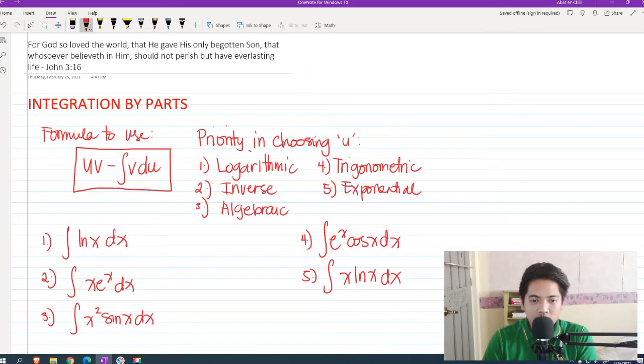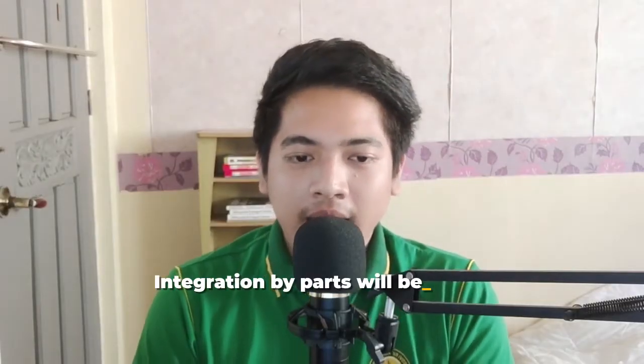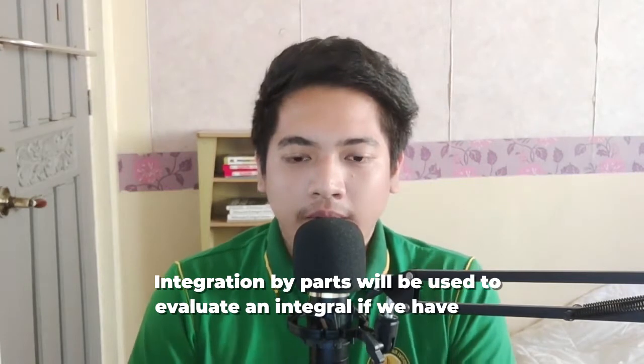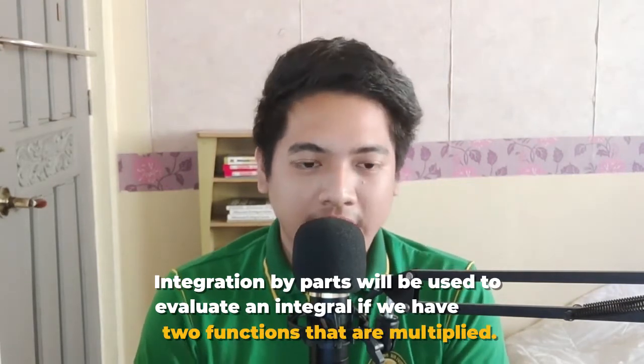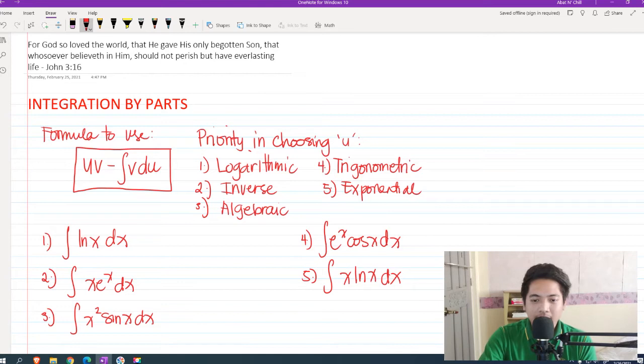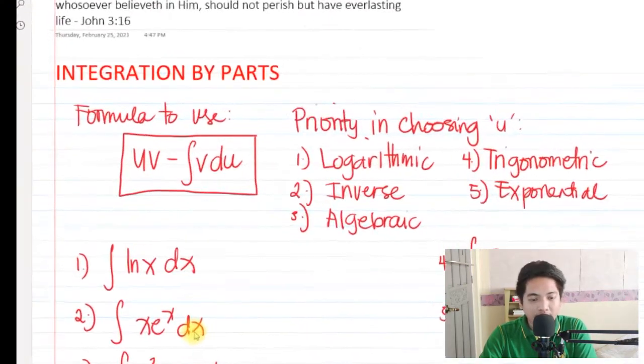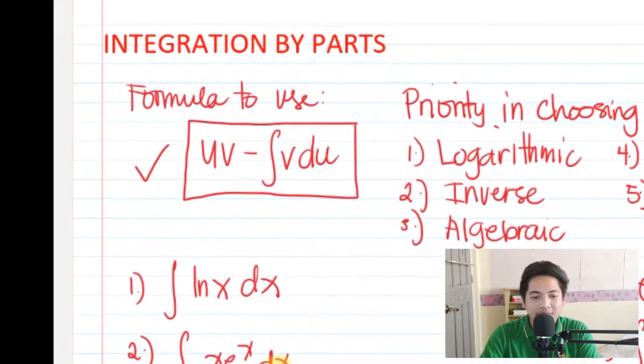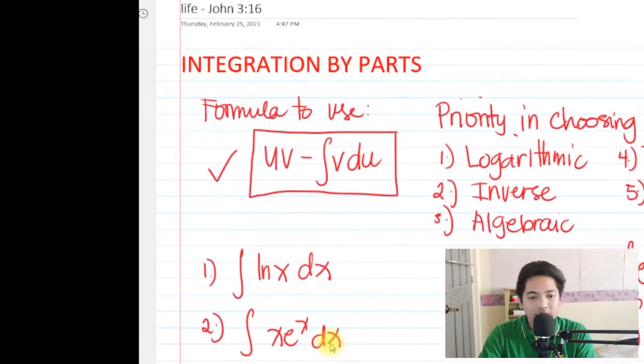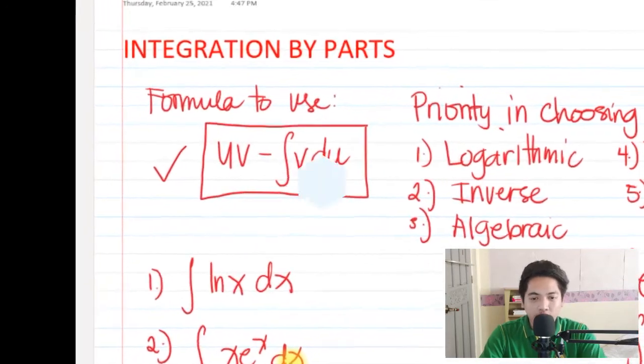Basically, integration by parts will be used to evaluate an integral if we have two functions that are multiplied, such as a logarithmic and an algebraic function. If they are multiplied and we are getting the integral of that function, we need to integrate by parts. The formula to use is u times v minus the integral of v du.